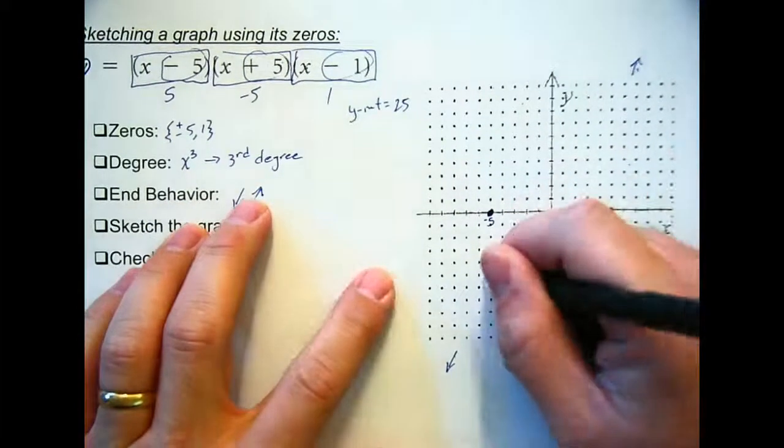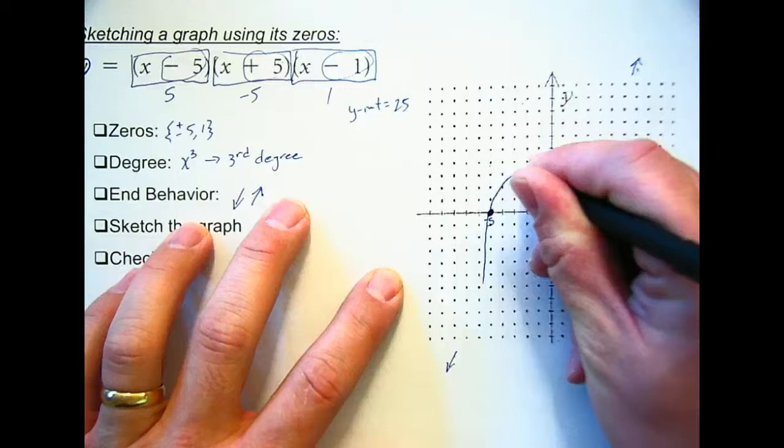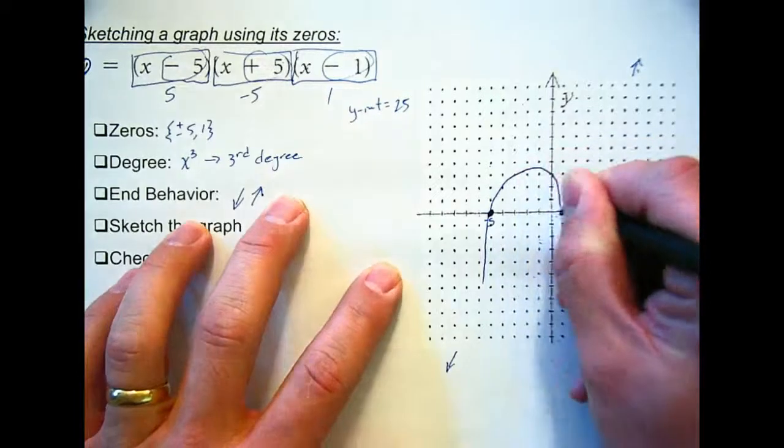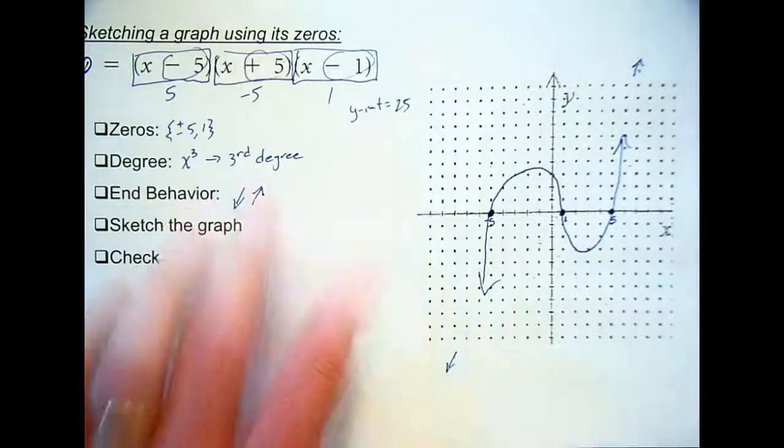Here we go. Here's how I'm doing mine. I'm starting down here. I'm going through that point. I am zipping up, coming back down through that point, and then jumping right back up through there. How many have something that looks like that?